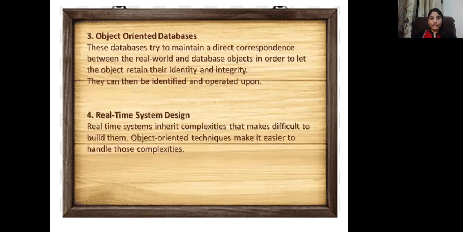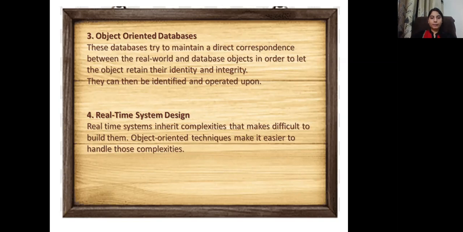Third point is object-oriented databases. These databases try to maintain a direct correspondence between the real world and database objects in order to let the objects retain their identity and integrity. They can then be identified and operated upon.